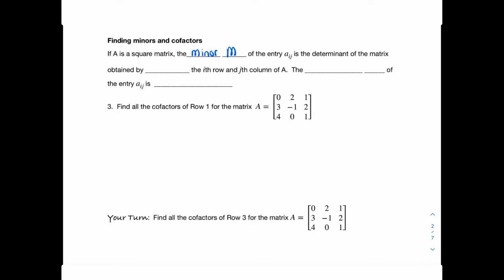So if A is a square matrix, the minor, abbreviated M sub ij, for entry A sub ij, is the determinant of the matrix obtained by deleting the ith row and jth column of A. The cofactor, abbreviated C sub ij, of entry A sub ij, is found by taking negative 1 raised to the i plus j power times the minor of the ij entry, and that'll equal your cofactor. All right, that's a lot of notation. It doesn't make a lot of sense, so let's try it by example.